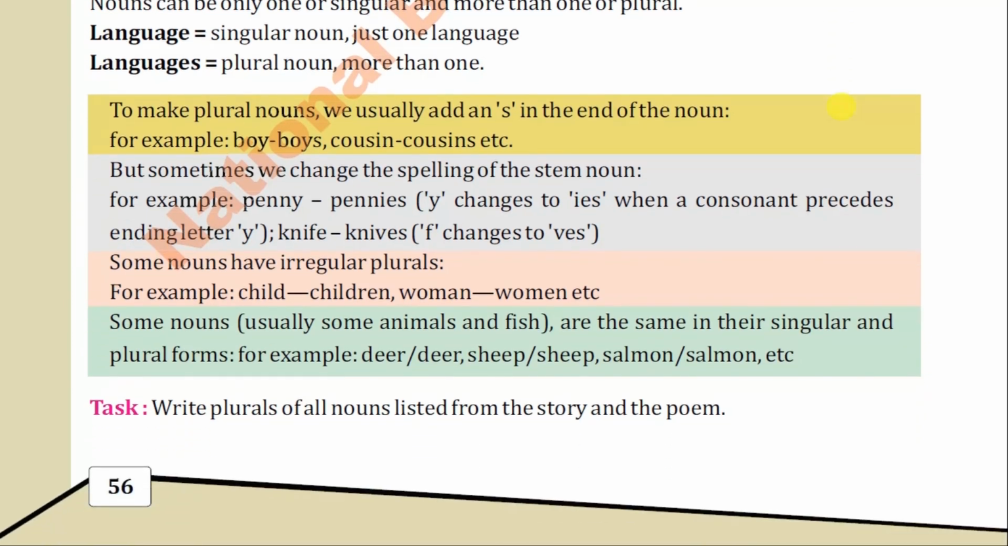Write plurals of all nouns listed from the story and the poem. Now you have read the story, you have read the poem. Now again read the story and point out the nouns and write their plurals also. This is a task that you can do quite easily. You can do even this task in your book. No need to do it in the copies, you can do that in the book. So again read the story and point out the nouns and write their plurals.